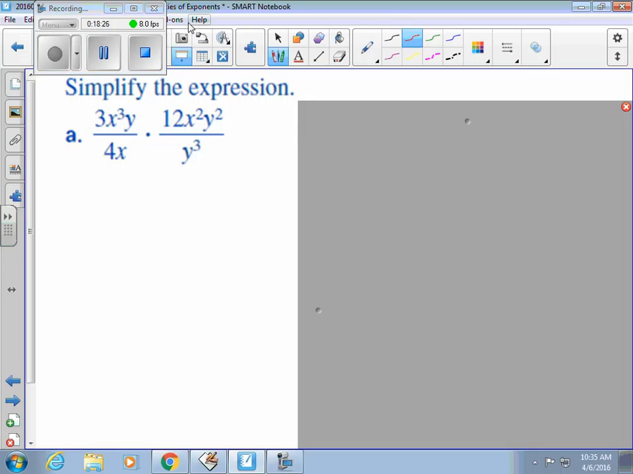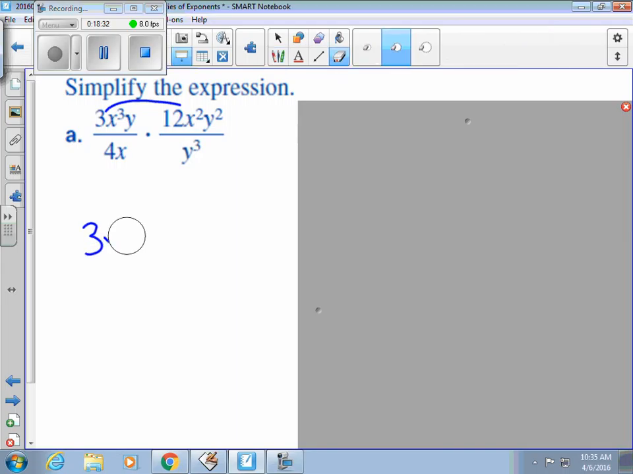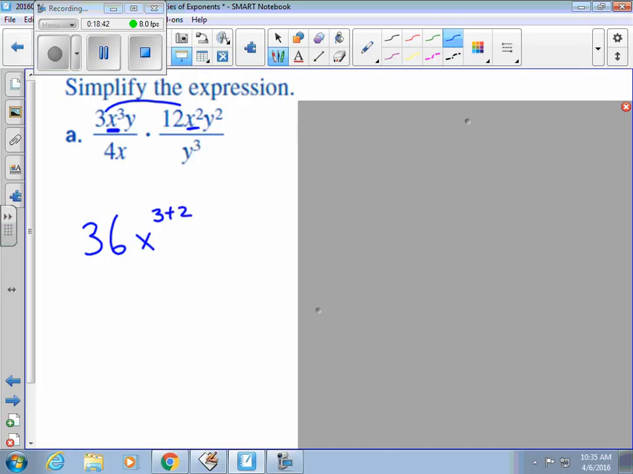Okay, if you multiply straight across, 3 times 12 is 36. 36, not 3x, 36. Then you have x to the third and x squared. You multiply those two same bases, you add, x to the 3 plus 2, and y squared. That's y to the first power. So you add 1 plus 2.